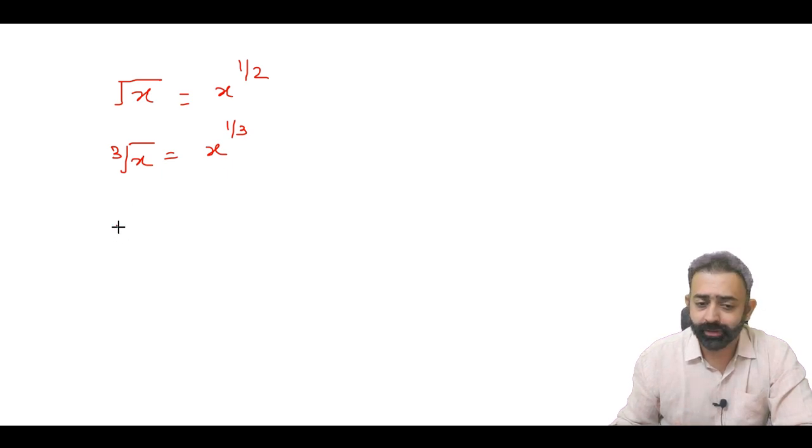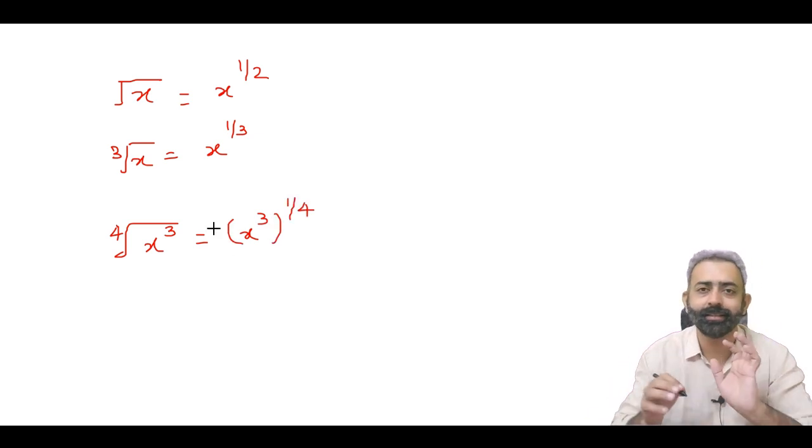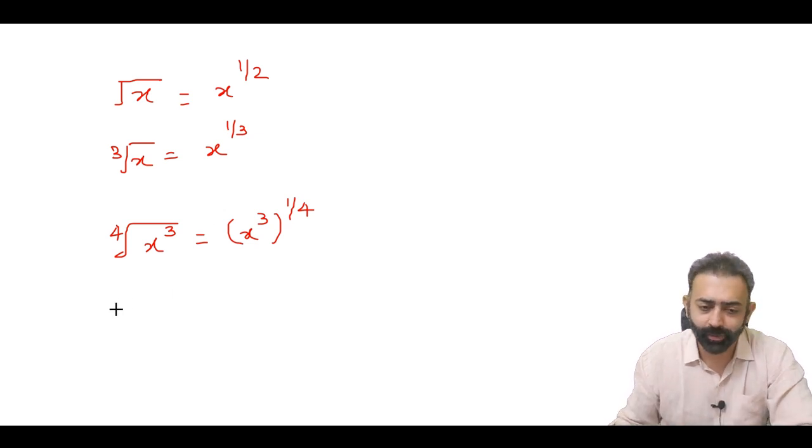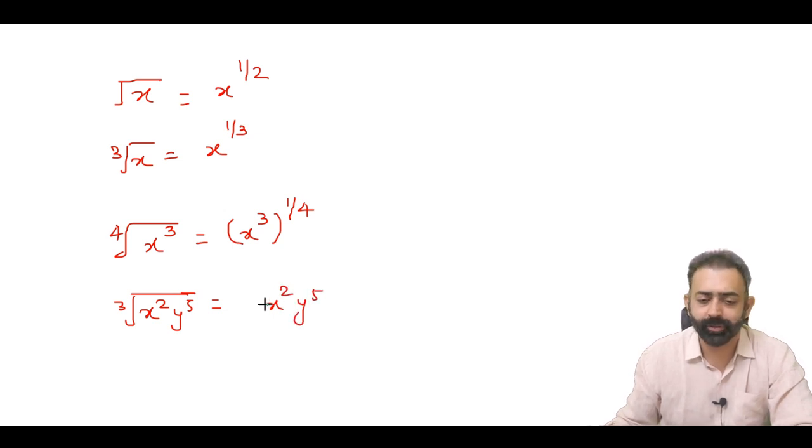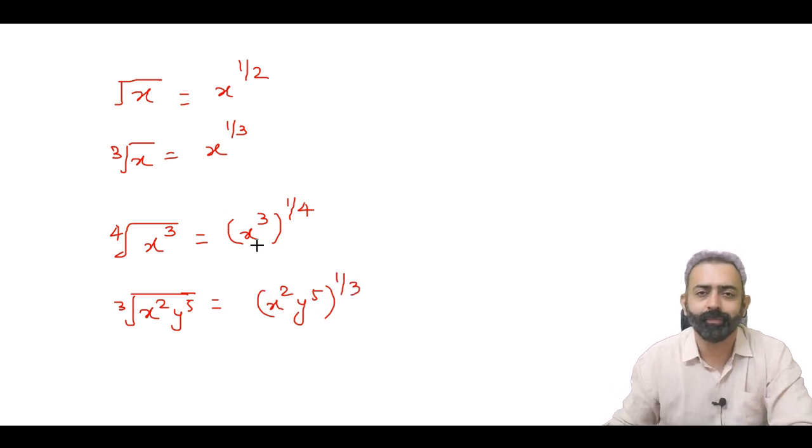Okay, if this is the fourth root of x cube, so we will write x cube and then raised to 1 by 4, of whatever is inside the root. Okay, let us take one more example. Cube root of x square y raised to power 5 will be written as: you write whatever is inside the root as x square y raised to power 5, and then just take 1 by 3 of whatever is inside the cube root.